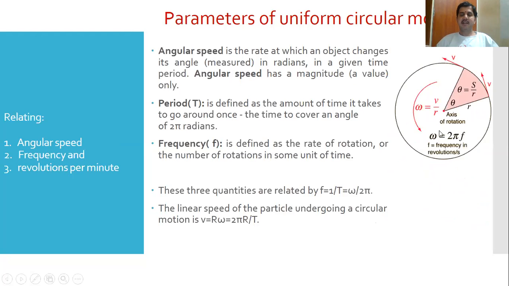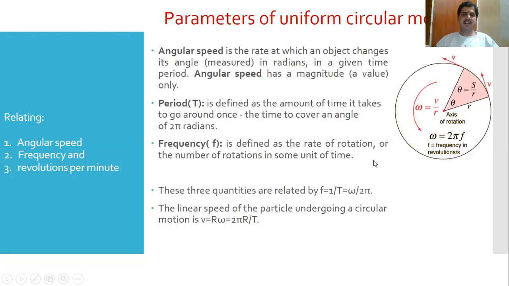Then what is period? Period is nothing but the time taken by the particle to complete one full revolution, right? It takes a time T to complete one full revolution, which is 2 pi radians. What is 2 pi radians? It is 360 degrees, right? The particle starts from here, goes around the circle and comes back to the same position. It covers 360 degrees. The time taken to cover 360 degrees is nothing but the time period.